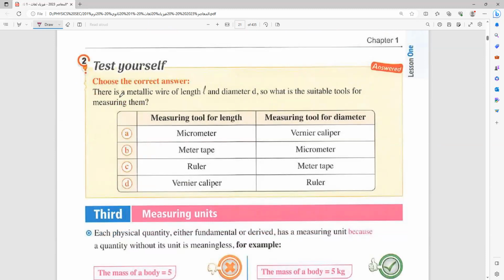Choose the correct answer. There is a metallic wire of length L and diameter D. What is the suitable tool for measuring them? It has length L. What will we use? We will use a meter tape. Why? Option A is false because it measures the thickness of a small object. We use a meter tape and a micrometer.